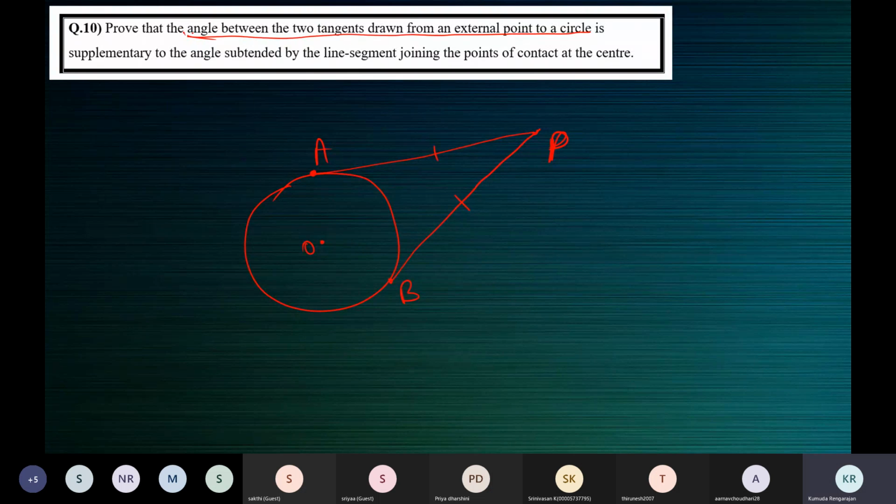So these are the two tangents drawn from the external point P to the circle, PA and PB. Now the angle between the two tangents, this is the angle between the two tangents. We have to prove that this angle is supplementary to another angle. Which is another angle? That angle is subtended by the line segment joining the points of contact at the center. Which are the points of contact? Name the points of contact, children. A and B are the points of contact. Now join the points of contact to the center.